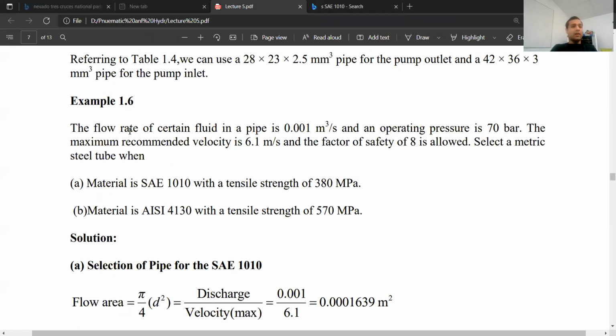We are given a flow rate which is 0.001 meter cube per second, and the operating pressure is 70 bar. The velocity recommended is 6.1 meters per second, and we are using a factor of safety of 8.